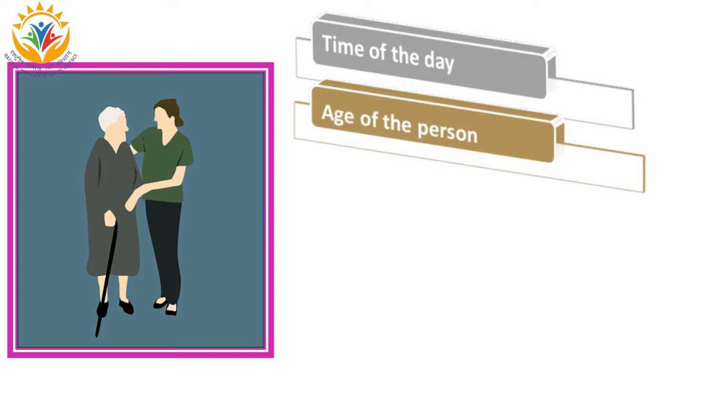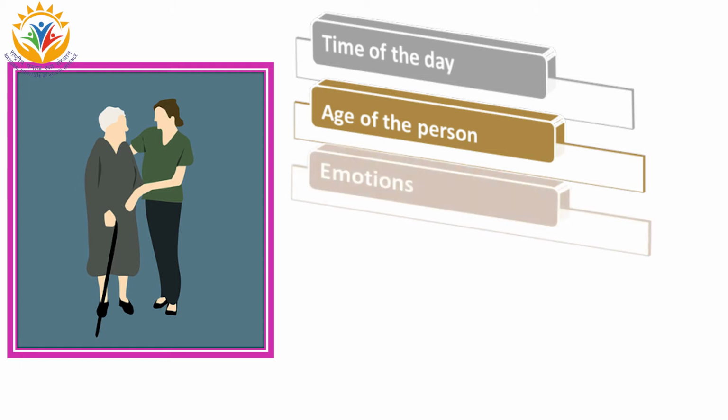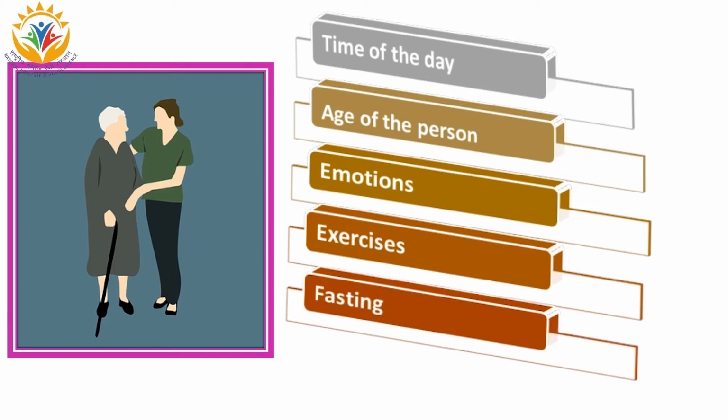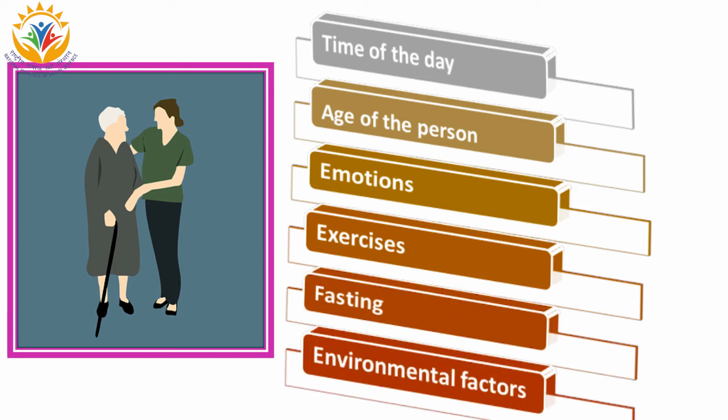Second is age of the person. Elderly people will have low body temperature as compared to the young ones. Then emotions, exercises, fasting and such other environmental factors.